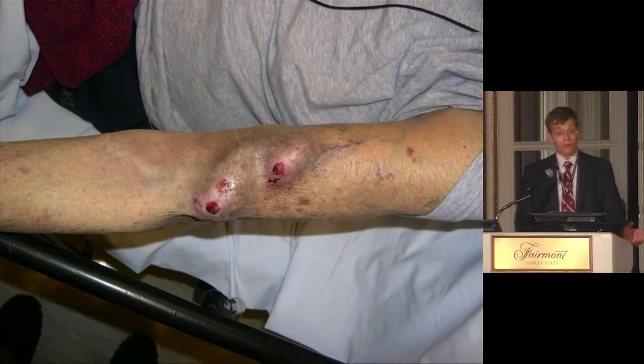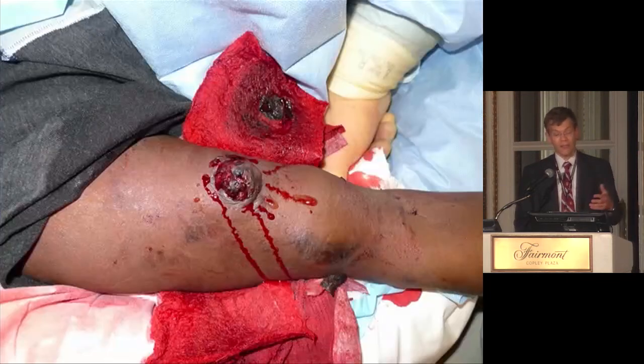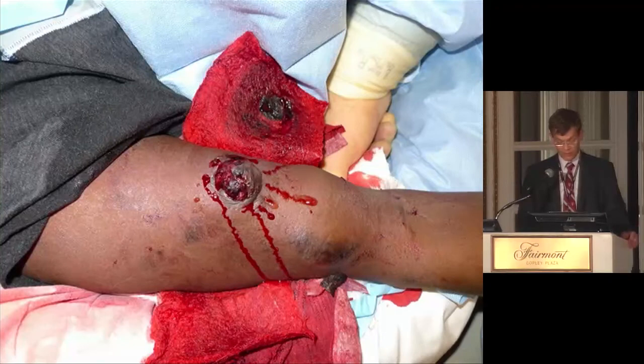And if you don't do anything about it, you may end up getting these denudations of skin, and then you get rupture of the access, and your patient may expire if they don't make it from home.